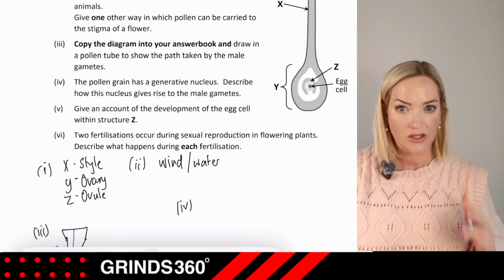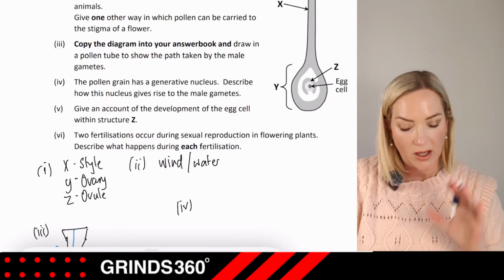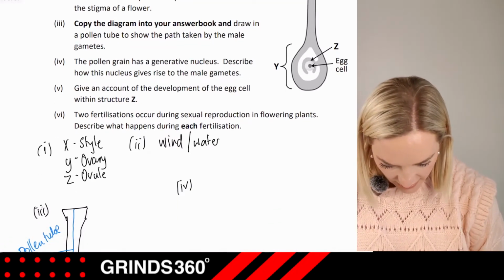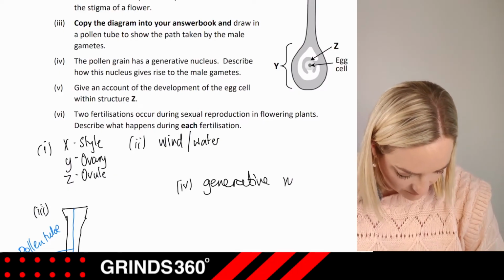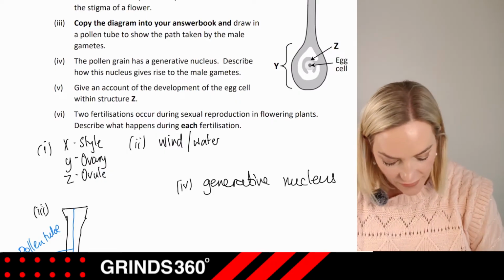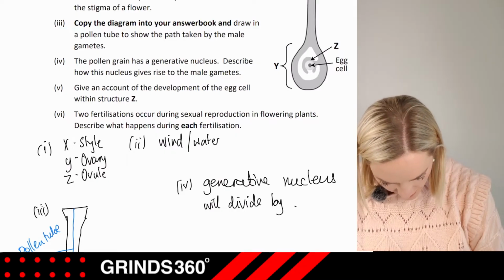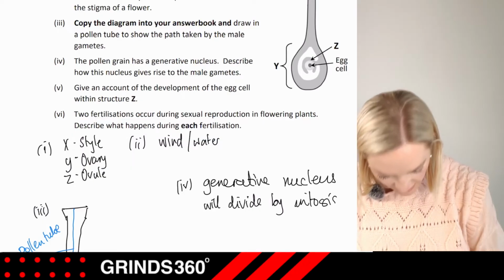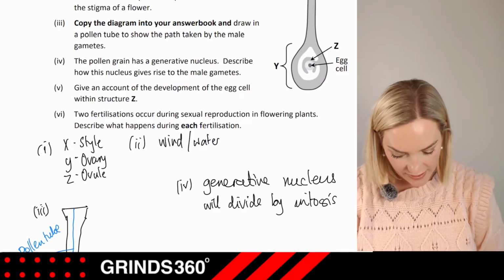So what does the generative nucleus do? As it's going down, our generative nucleus is going to divide by mitosis. So for you here, I'm just going to write this. Actually, you don't even need to say generative nucleus because it's already implied in the question. Generative nucleus will divide by mitosis. Now, could you just leave mitosis on its own for that? Yes, because that's what we're looking for there, mitosis.